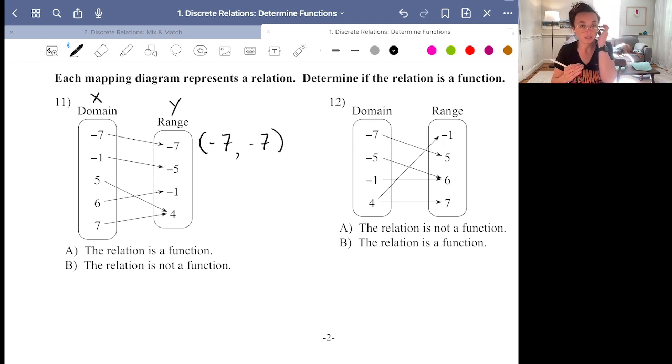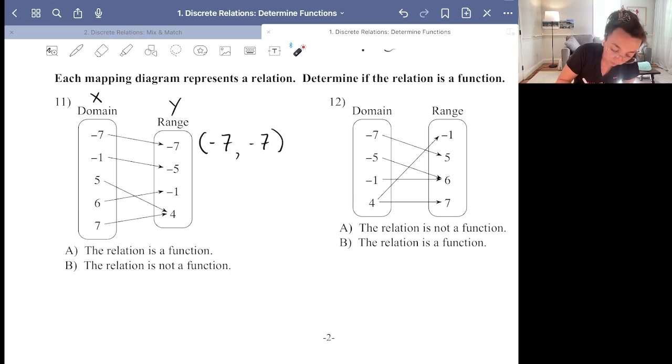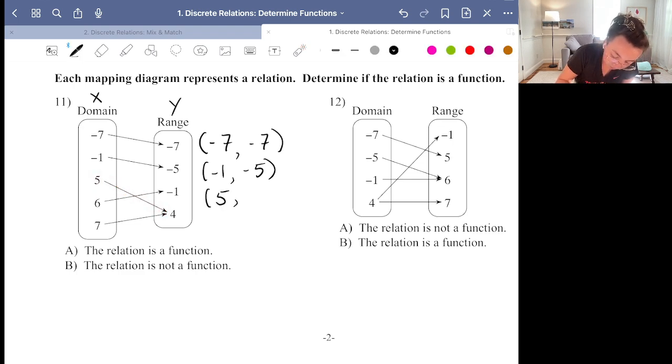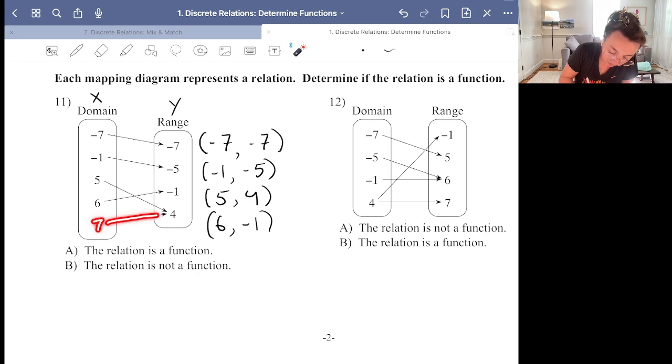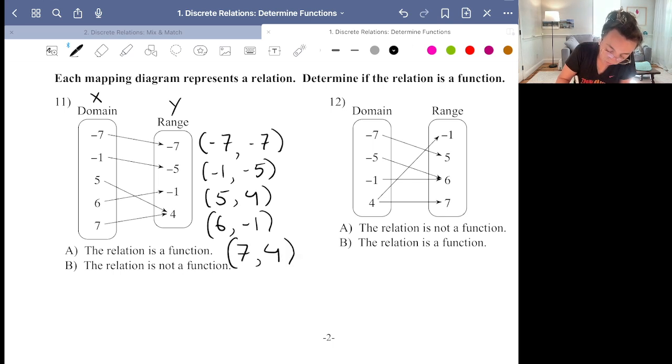Okay, so let's go through all of these and make them into coordinate points. We've got -1 for this X value, and then -5 for that Y value. I should probably do the arrows too. We've got +5, that goes to +4. We've got 6 going to -1, so we input 6, and that gives us -1. And lastly, we have +7 as an input, and that's going to spit out 4. And so that's what that represents in coordinate points.